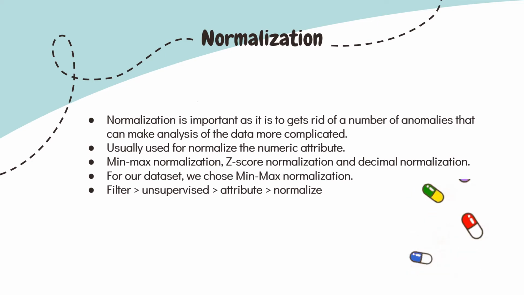To apply normalize on the dataset, click choose on the pre-process tab and click filter, then click unsupervised. After that, click on attribute and find normalize. For the description of normalize, you can adjust the scale and translation. For our dataset, I adjust the scale to 1.0 and the translation to 0.0. It will change the minimum, maximum value, mean, and standard deviation.